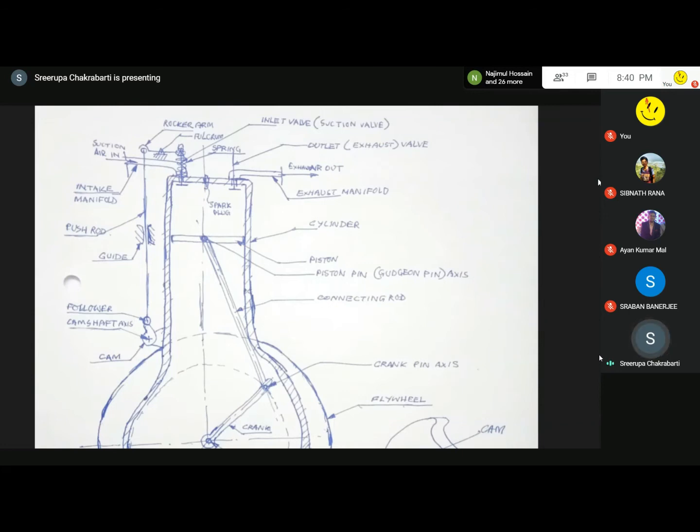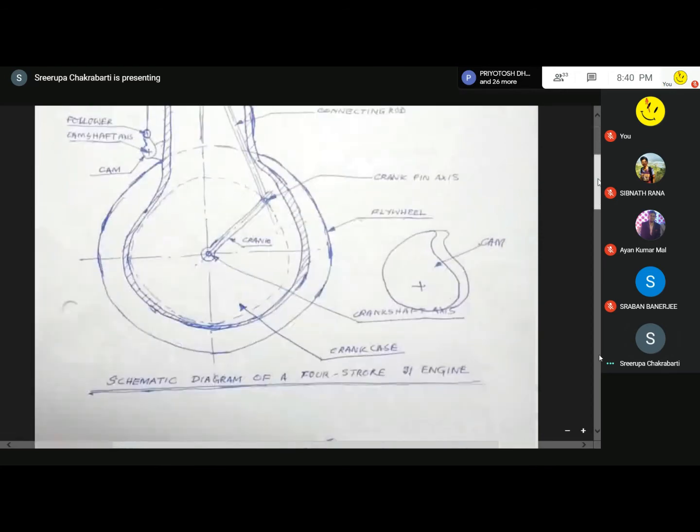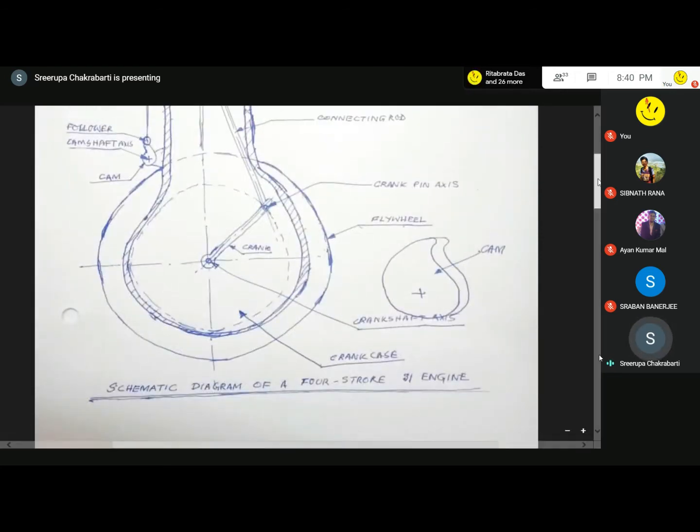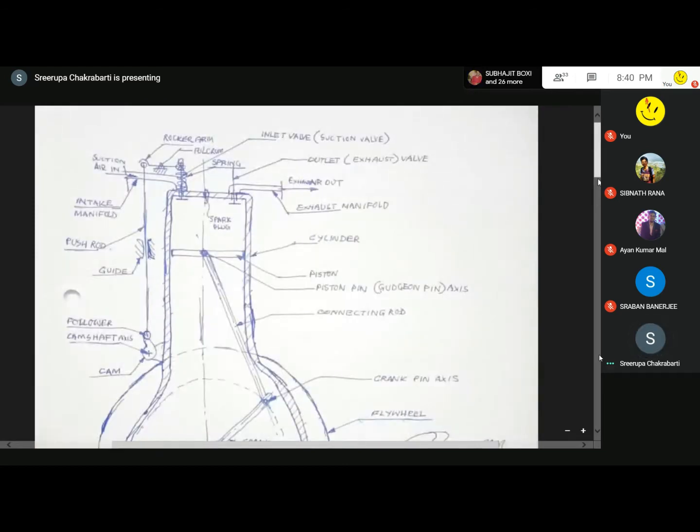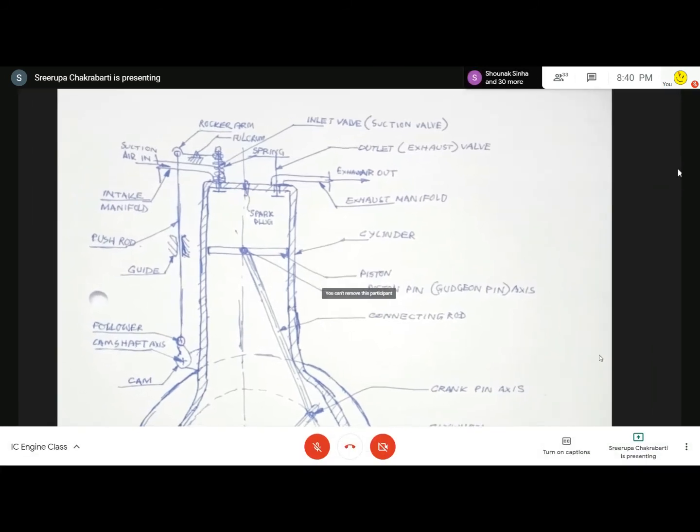You see the cylinder top, it has got one spark plug. This diagram is for a 4-stroke SI engine. SI means spark ignition. So spark ignition or petrol engine. So here the spark plug is at the top of the cylinder. It is required to initiate the spark, which is necessary in order to start the ignition process.